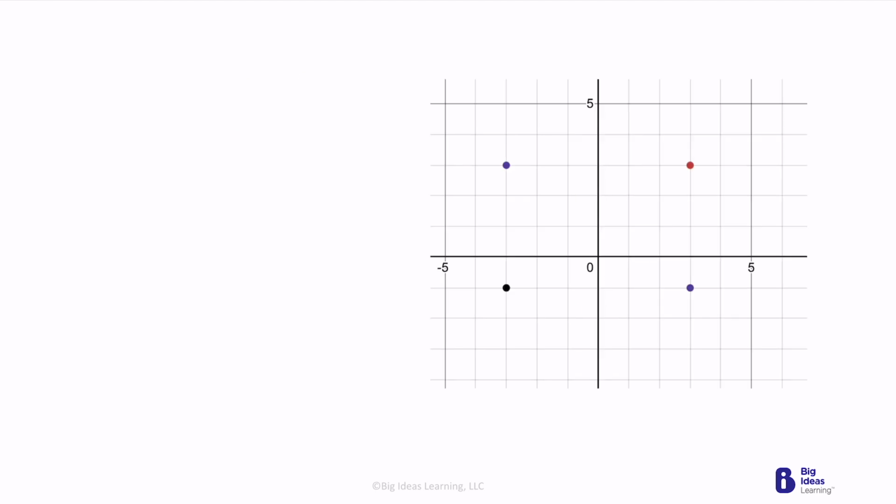And same thing over here. They're nice straight lines. So 1, 2, 3, 4. 1, 2, 3, 4, 5, 6. So 24 square units.